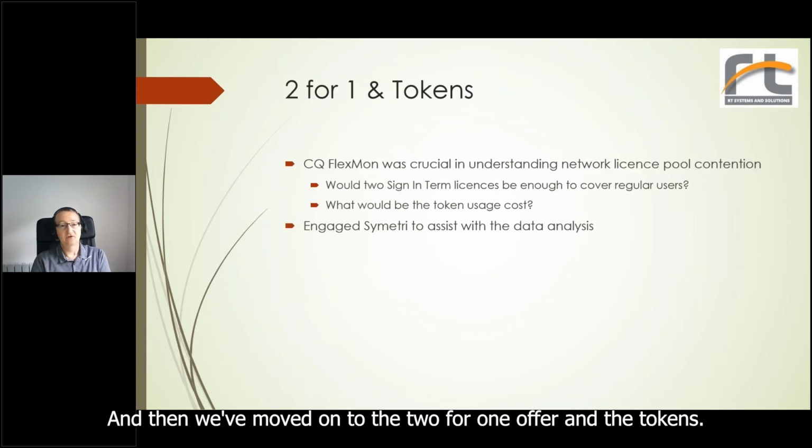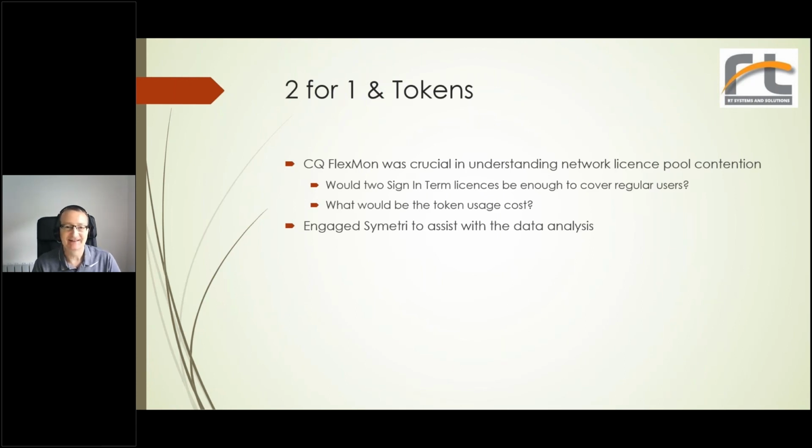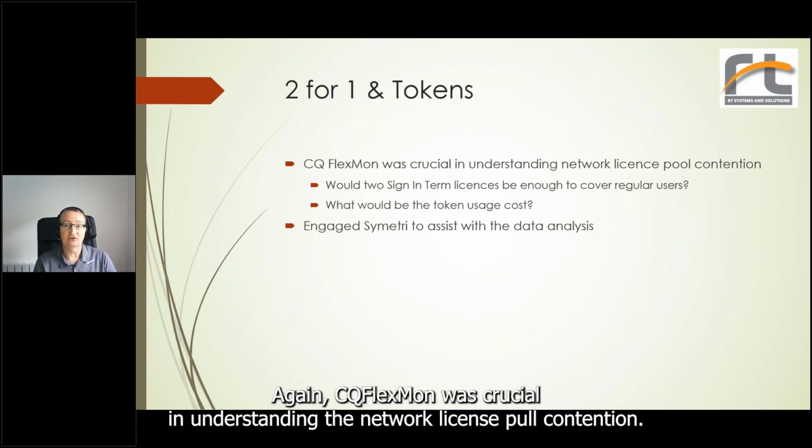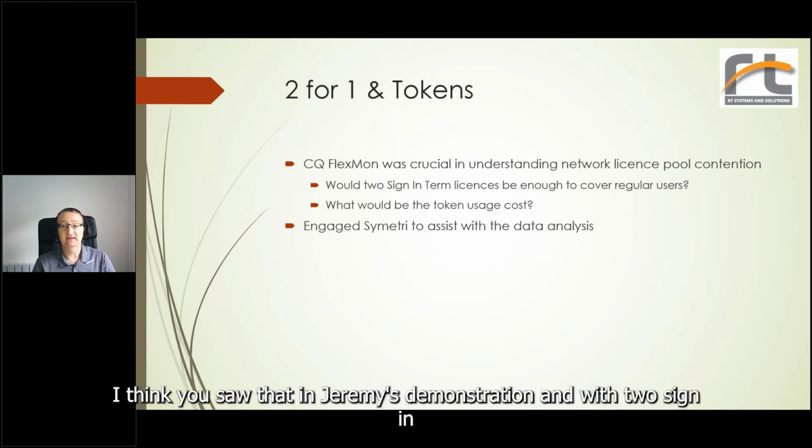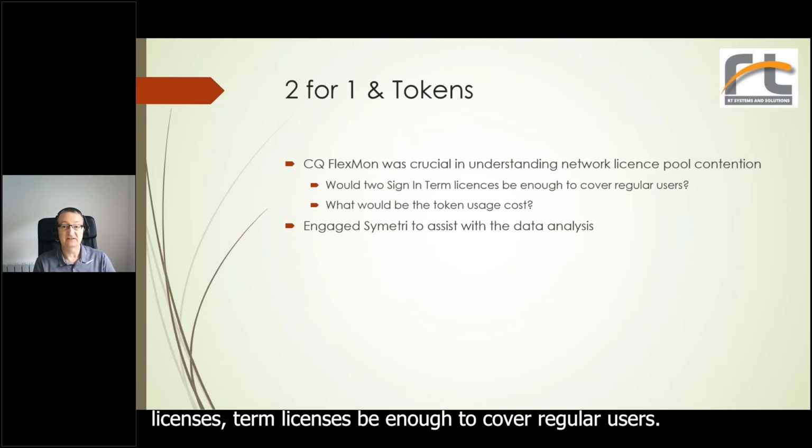And then we've moved on to the 2-for-1 offer and the tokens. Again, CQFlexMon was crucial in understanding the network license pool contention. I think you saw that in Jeremy's demonstration. Would 2 sign-in licenses, term licenses, be enough to cover regular users? What would be the license usage cost for tokens?